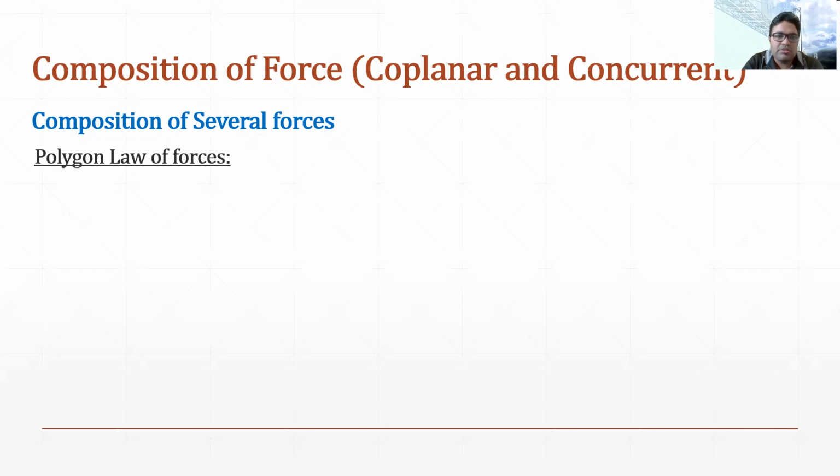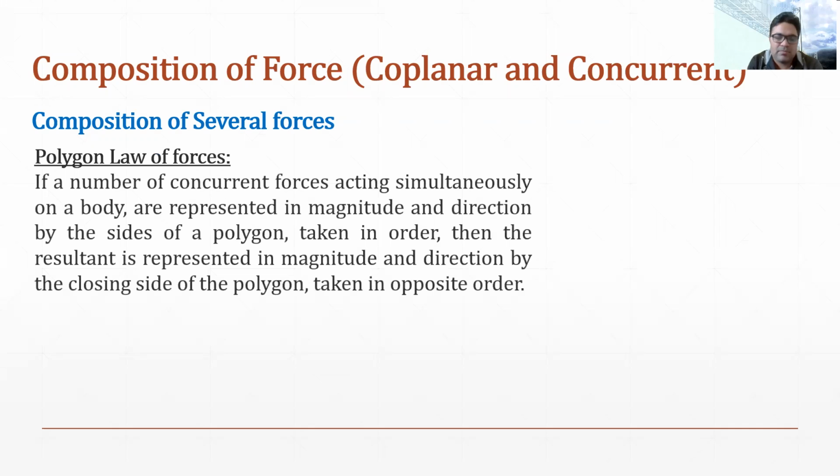So according to this law, the statement of this law is, it says if a number of concurrent forces, again, all the forces will be acting on the same point, on a single point. So those forces are known as concurrent. So it says if a number of concurrent forces are acting simultaneously on a body, and if they are represented in magnitude and direction by the sides of a polygon taken in order, then the resultant is represented in magnitude and direction by the closing side of the polygon taken in opposite order.